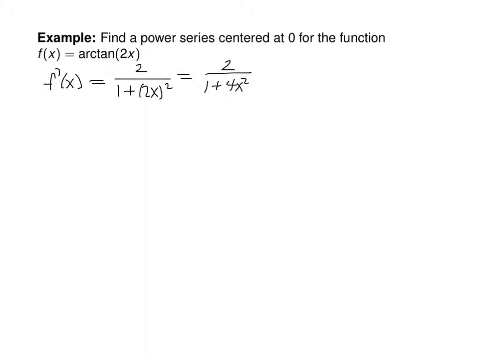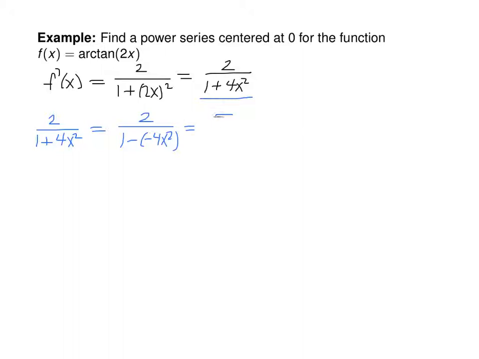And I can find a power series for this expression, and then if I integrate it, I will get an expression for arctan. Okay, so let's find a power series for 2 over 1 plus 4x squared. That's the same thing as 2 over 1 minus negative 4x squared.